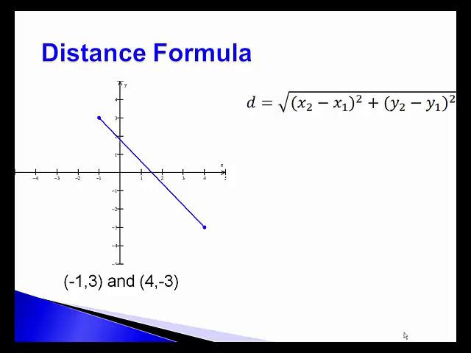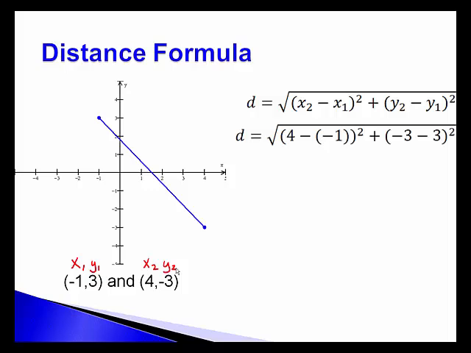To help us use this formula correctly, it would be to our advantage to label our points. So let's do that. Let's label this one x1, y1 for point 1, and this one x sub 2, y sub 2 for point 2. Now what we need to do is plug these into the formula. When we do that, you'll notice I placed the -1 in parentheses. I think that'll help you with your signs. What we have here is (4 minus a -1) quantity squared plus (-3 minus 3) quantity squared.